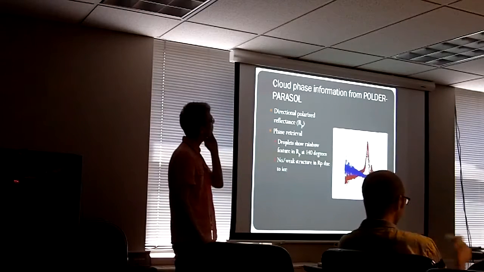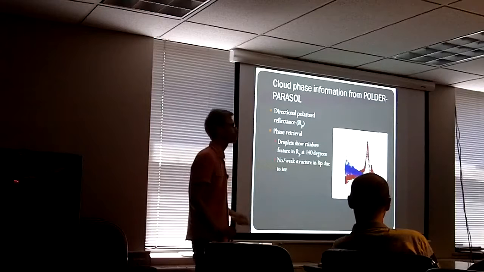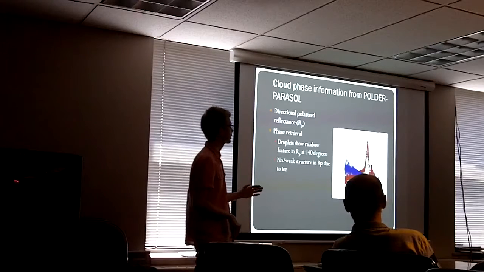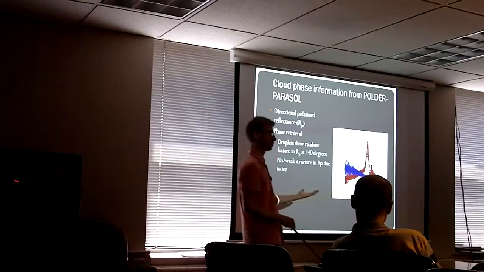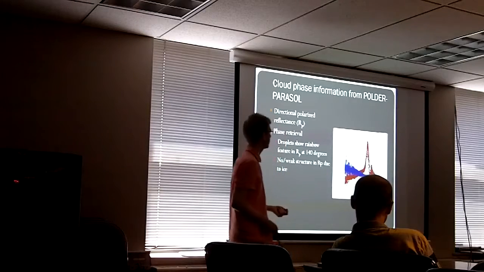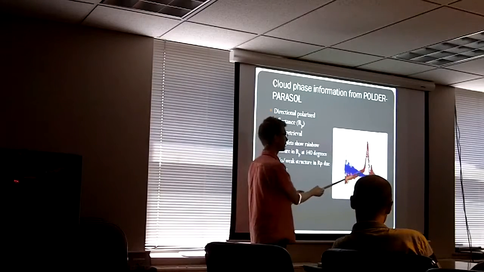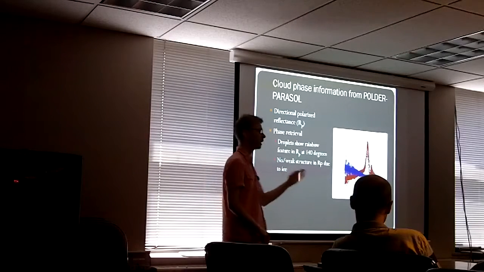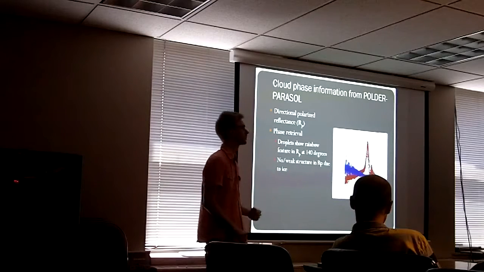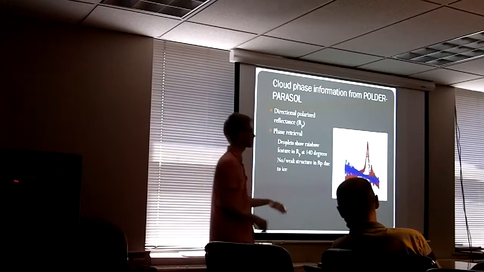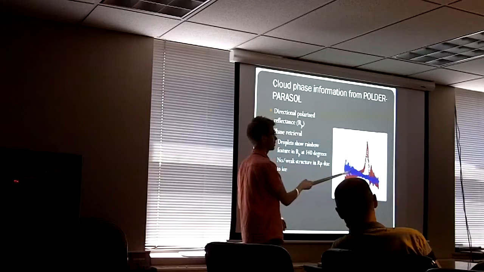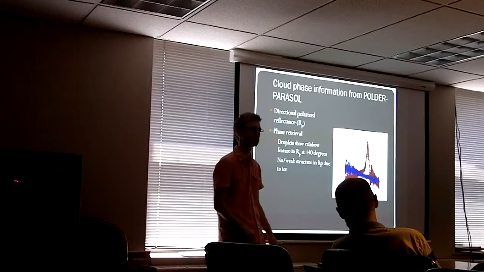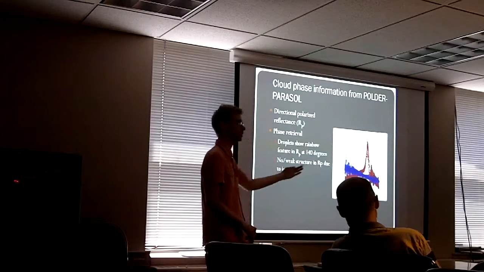So we can use POLDER measurements to get information about the cloud phase. The polarized reflectance as a function of scattering angle, as you see here, shows a very strong rainbow feature, very strong in polarized light. If you have droplets, you see these rainbow features. For ice, you see basically no structure. So the blue one is POLDER measurements above ice clouds, and this is above liquid clouds. So you already see that you can distinguish between those.